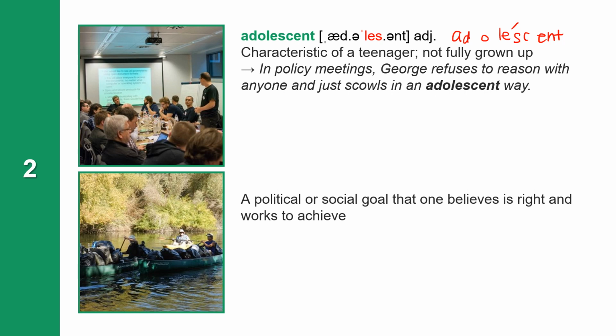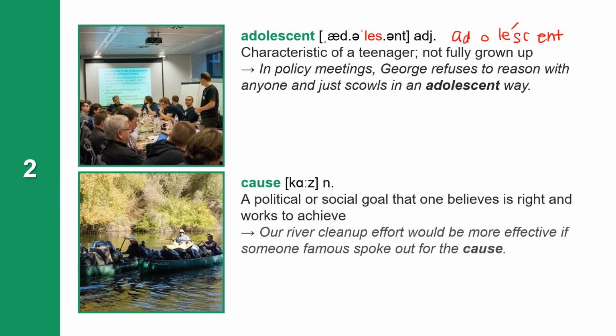The next one: a political or social goal that one believes is right and works to achieve. The word is cause. Cause is a noun and it has only one syllable, and it means a political or social goal that one believes is right and works to achieve. Our river cleanup effort would be more effective if someone famous spoke out for the cause.